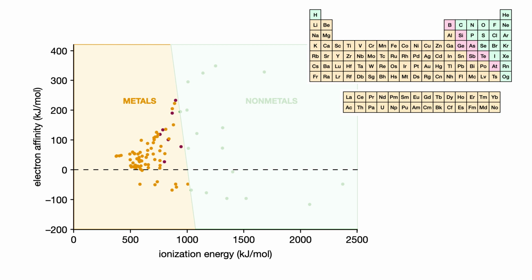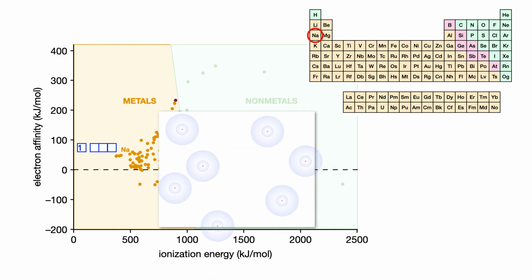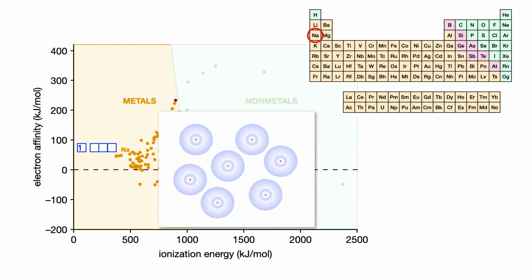And as an example, we're going to look at sodium. So, sodium is one of the alkali metals. It has a single valence electron in the 3s orbital. And if a bunch of sodium atoms were to come together, because the atoms have a very low ionization energy, the valence electrons are held quite loosely.